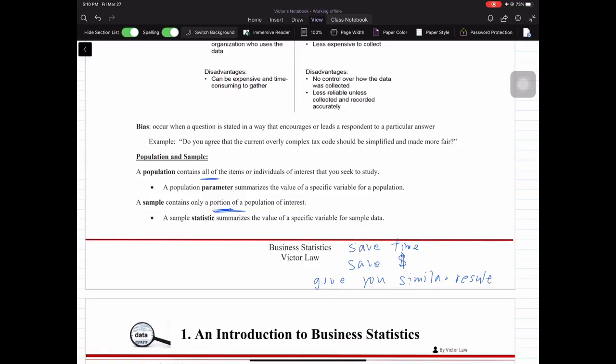The reason is when we collect data from a sample, it will save us time and it will save us money. And the good thing about collecting a sample is that if our sample size is large enough, when we have 30 students or more, the sample result will give you a similar result as the population. So therefore, that's why we collect data from a sample and not from the population.